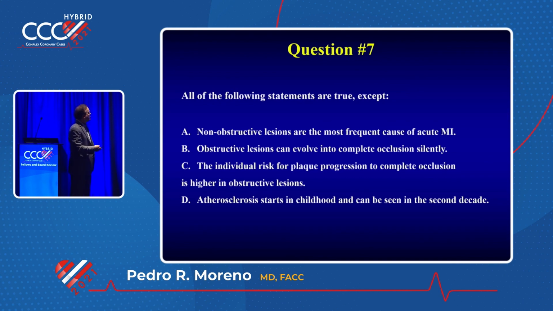So let's finish with this question. All of the following statements are true except: non-obstructive lesions are the most frequent cause of acute MI. Obstructive lesions can evolve into complete occlusion silently. The individual risk for plaque progression to complete occlusion is higher in obstructive lesions. Atherosclerosis starts in childhood and can be seen in the second decade. Nope, it starts in utero. So remember, the individual risk for plaque progression to complete occlusion is higher. Of course, that's why we treat the patients. We treat severe disease. We don't intervene in early disease.